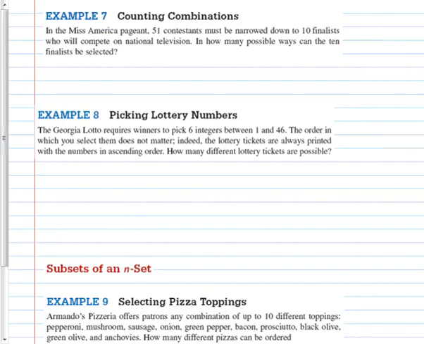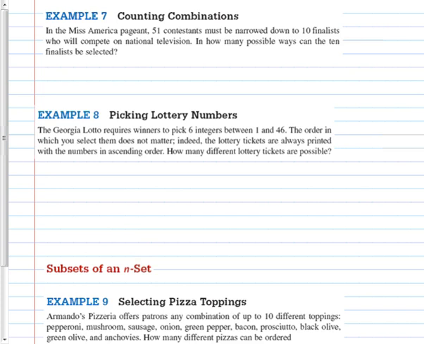Counting combinations. In the Miss America pageant, 51 contestants. Now wait a minute, I thought there were 50 states. Do you know why there are 51 contestants? Well, I'm not really sure, but I have a guess. Sometimes maybe Washington, D.C. is included. You do know that the capital is not part of any state. Or sometimes Puerto Rico is included, which is a U.S. territory, but not a state. I don't know what they're doing.